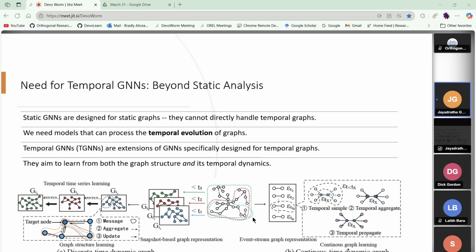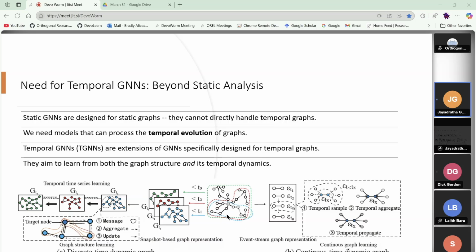And for the event stream graph representation, where whenever a new event happens, whenever there is a new edge, we use a continuous time dynamic graph. How will we process it? Similarly, we use temporal sampling, then temporal aggregation, and then temporal propagation. Based on the updated information, we will then have some structure and try to understand what kind of task it is. It can be an edge level, node level, or graph level task, whatever is needed.